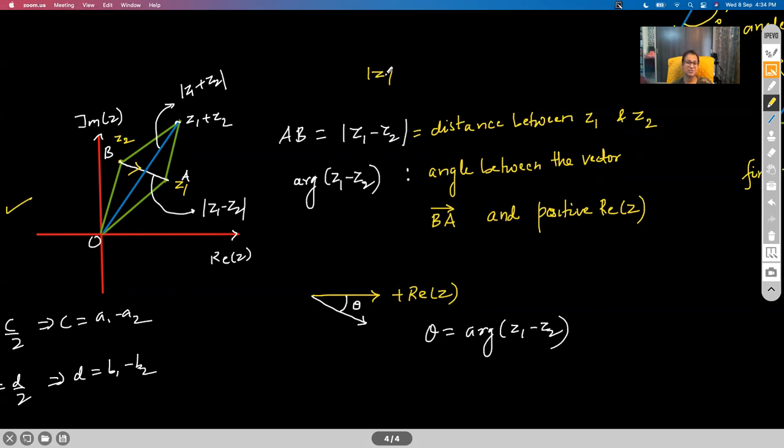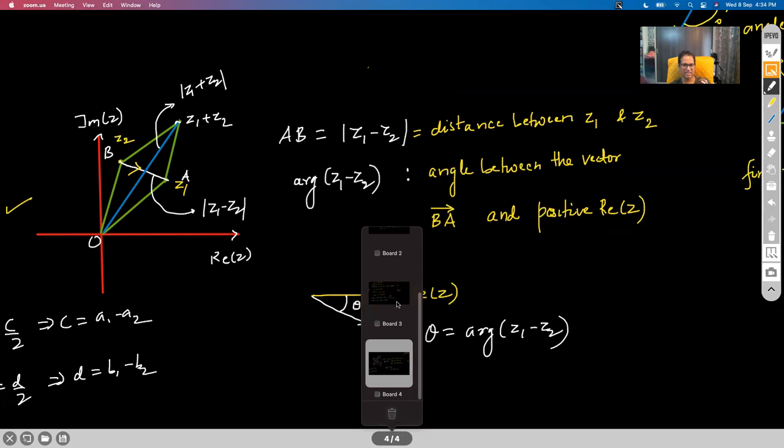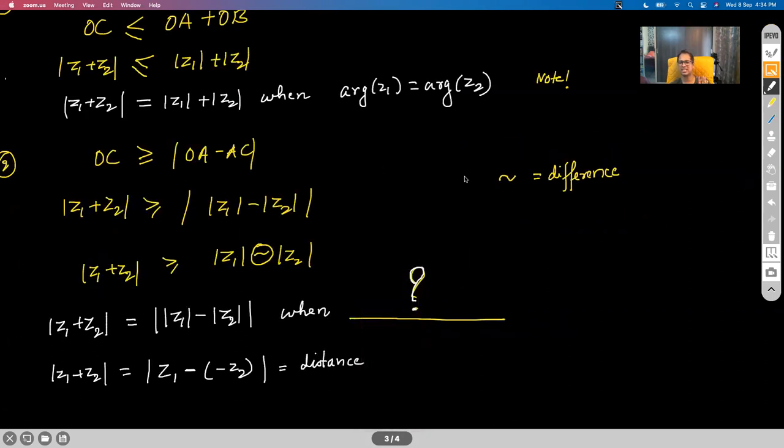It is the distance of Z from the origin, right? So you read it like this, you'll automatically get the same idea. So it's the distance between Z and origin. In the same way, this is a more generalized view of the same thing, that mod Z1 minus Z2 represents the distance between Z1 and Z2, right? If this is kept in mind, you will be able to answer the previous question here.